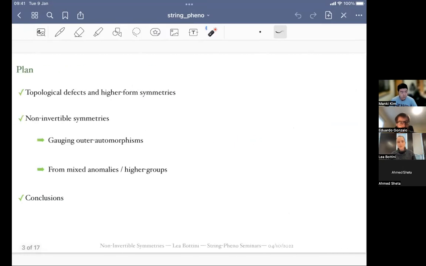So the plan of the talk is that I will do a mini review of higher form symmetries, and then discuss non-invertible symmetries from gauging outer-automorphisms, and if I have time, from a complementary approach based on mixed anomalies, and finally conclude.